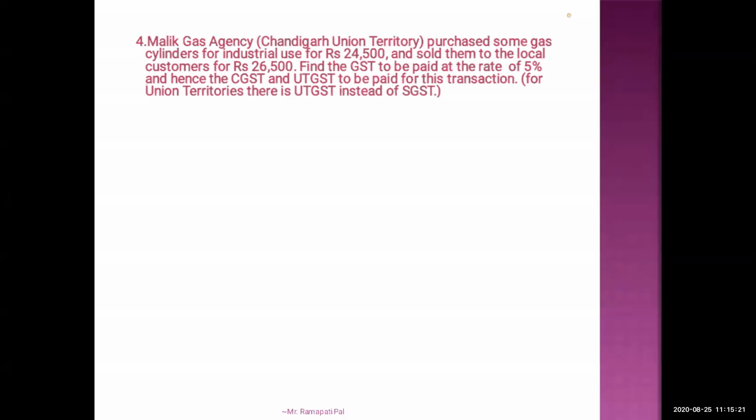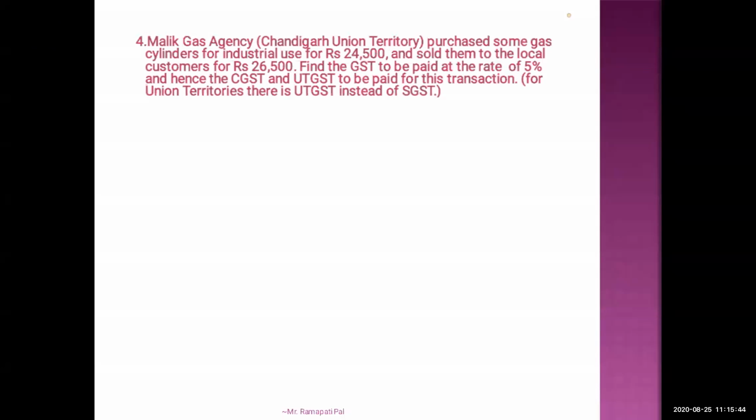And you know that for union territory there is UTGST, because it is union territory. So it is written as UTGST instead of SGST. Okay? So first of all we should know what is input tax, that is tax paid at the time of purchase. Correct? So can you tell me what is the input tax here? We have to find out the input tax.